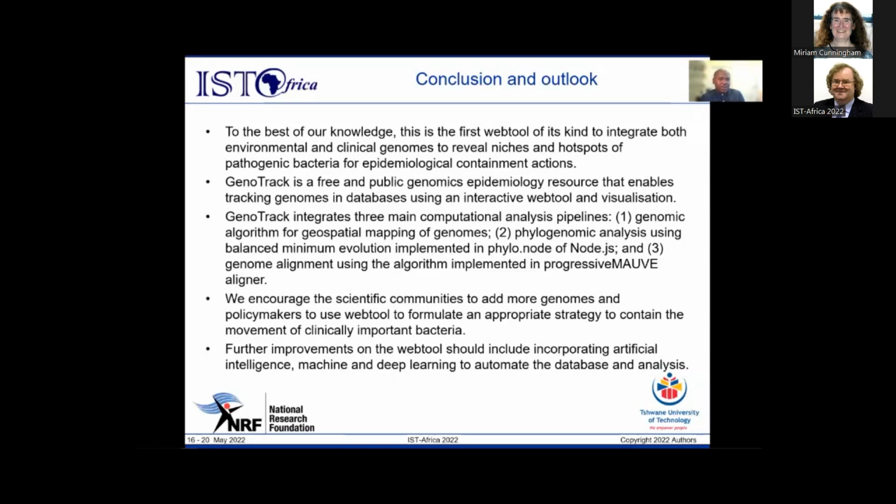Further improvements on the web tool should include incorporation of artificial intelligence, machine learning, and deep learning to automate the recruitment of genomes into the database and also the analysis.